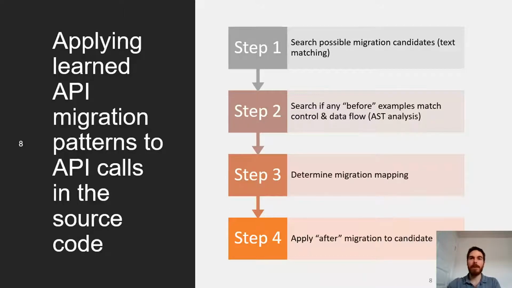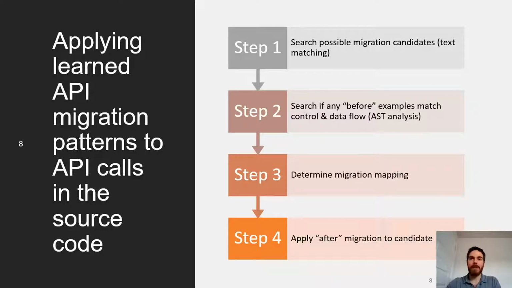Once you have these learned API migration patterns, to apply them to user projects, we follow 4 steps. The first step is some simple text matching. We look through the user projects and see if they're using any method that resembles the text of an API call that we have a migration for. If they do, then we construct the control and data flow for their project. If we didn't do the text matching, we'd have to do the control and data flow for everything, and that would take extra time. So that's why we originally do the text matching.